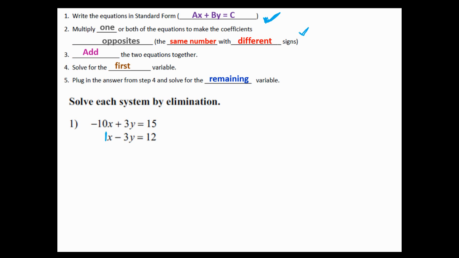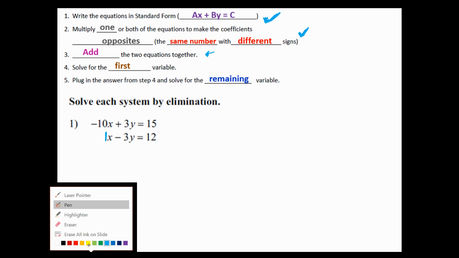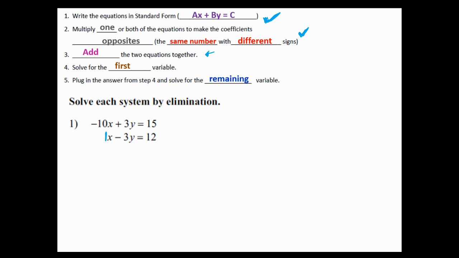We don't have to do step 2 because I'm making this an easier lesson. We're going to start at step 3. So we're going to do this, like I said, with the old-fashioned up-down add and subtract. So you're going to draw a line, just like I said before, and you're just going to think up and down, add and subtract. So how much is negative 10x plus 1x?